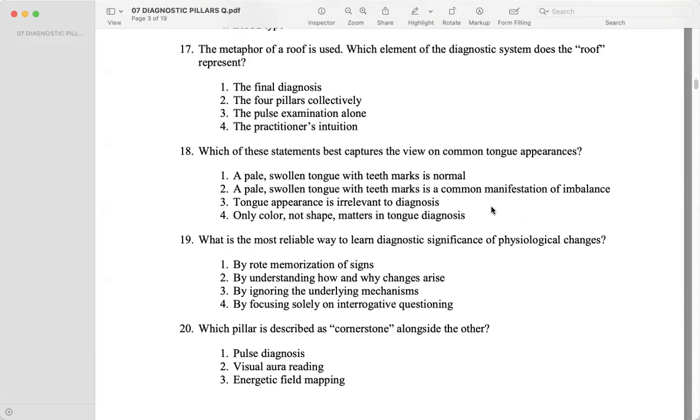Which of these statements best captures the view on common tongue appearances? Number two. Pale, swollen tongue with teeth marks is a common manifestation of imbalance. So definitely it's not normal, diba? Yeah, you see this very commonly.